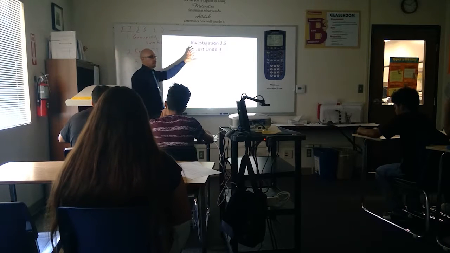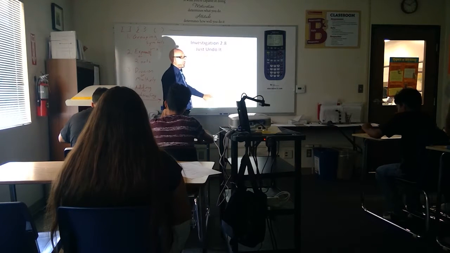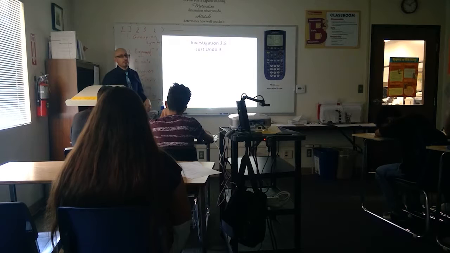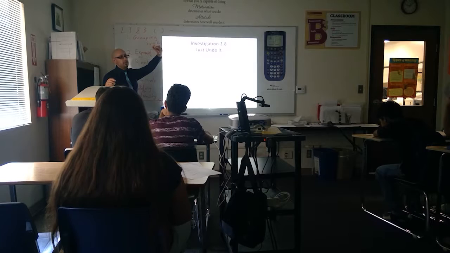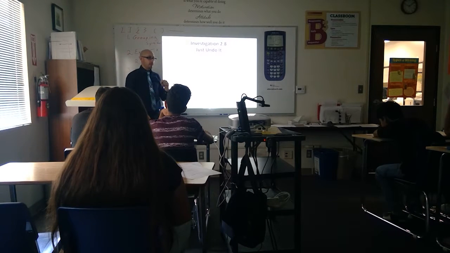Then we complete an undo column. How do we undo all those things? And finally, we're going to work backwards up that table. We're going to work up that table to undo each one of those steps. And once we get to that top, what we think the solution is going to be, we're going to check it by putting it back into the original equation.